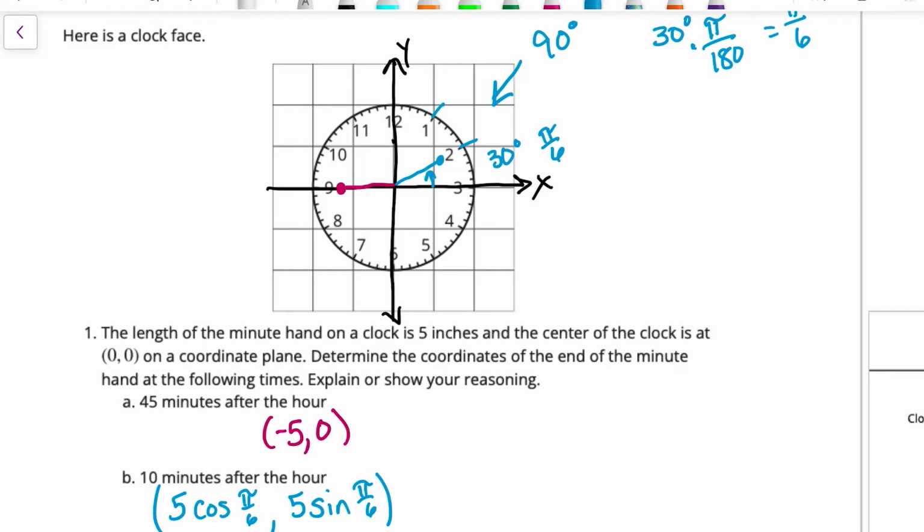We also should know that that is the same thing if we look at our unit circle as 5 times square root of 3 over 2, and then 5 times 1/2, because square root of 3 over 2 is the cosine of that 30-degree angle, or pi over 6, and then 1/2 is the sine value. And then we can simplify that even further if we put that into the calculator.